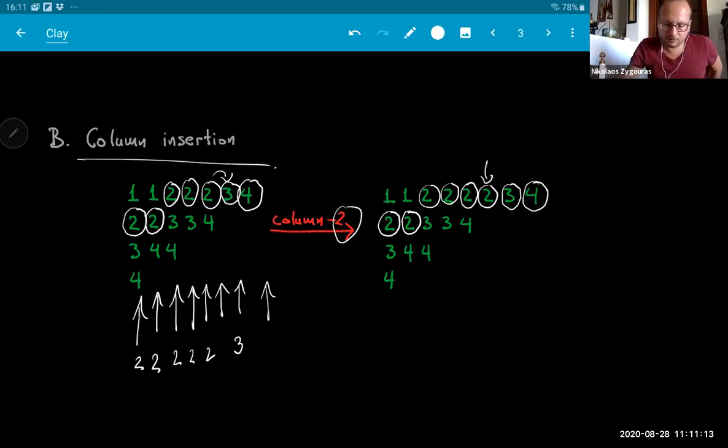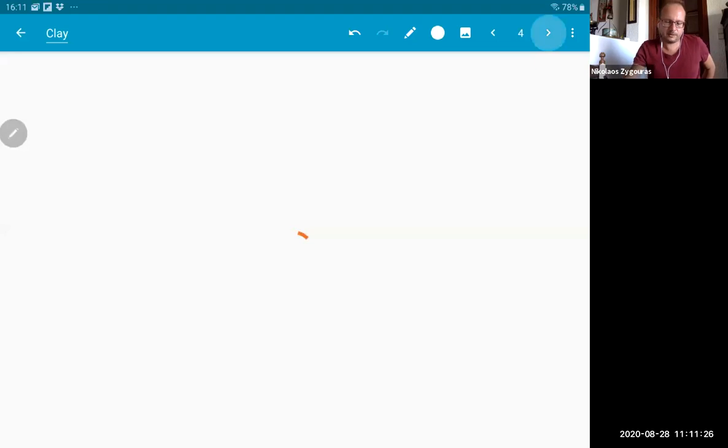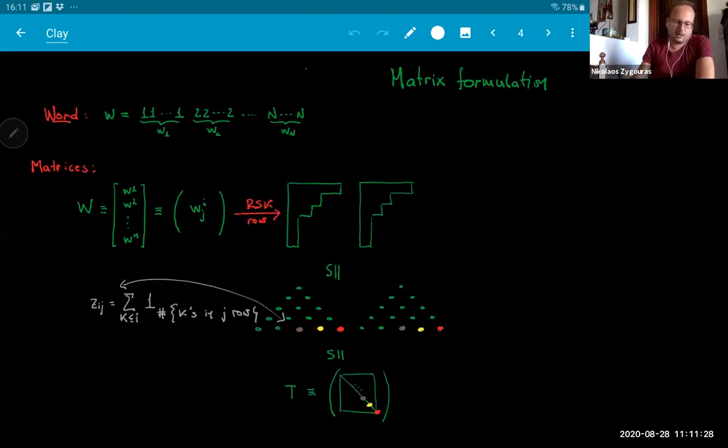Okay, so this is a very quick revision of the combinatorial algorithms, just to give you an idea of how it works. And maybe it will motivate some algebraic representation of these insertions. Now, the next generalization is to have a matrix formulation of these algorithms.